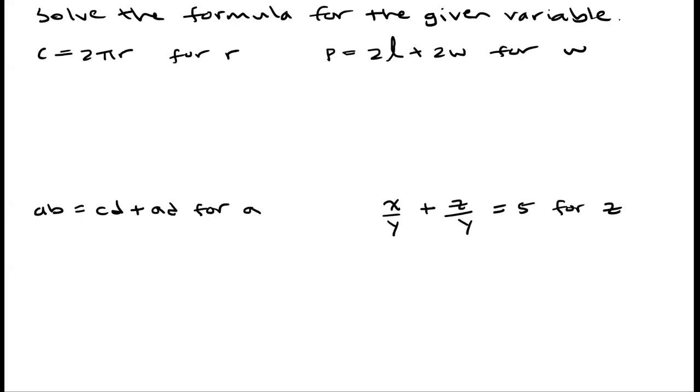Okay, so the last part here we're going to talk about is solving the formula for the given variable. For the first one, we have C is equal to 2 pi r. We want to solve for r. The second one, we have P is equal to 2L plus 2W. We want to solve for W. The third one, we have AB equals CD plus AD. We want to solve for A. And for the last one, we have X over Y plus Z over Y equals 5. We want to solve for Z.